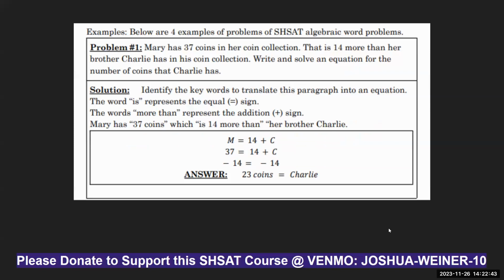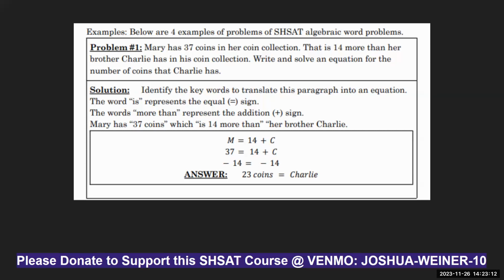First example. Below are 4 examples of SHSAT algebraic word problems. Problem 1. Mary has 37 coins in her coin collection. That's 14 more than her brother Charlie has in his collection. Write and solve an equation for the number of coins that Charlie has. Here's the solution. Identify the keywords to translate this paragraph into an equation. The word is represents the equal sign. The words more than represent the addition sign.